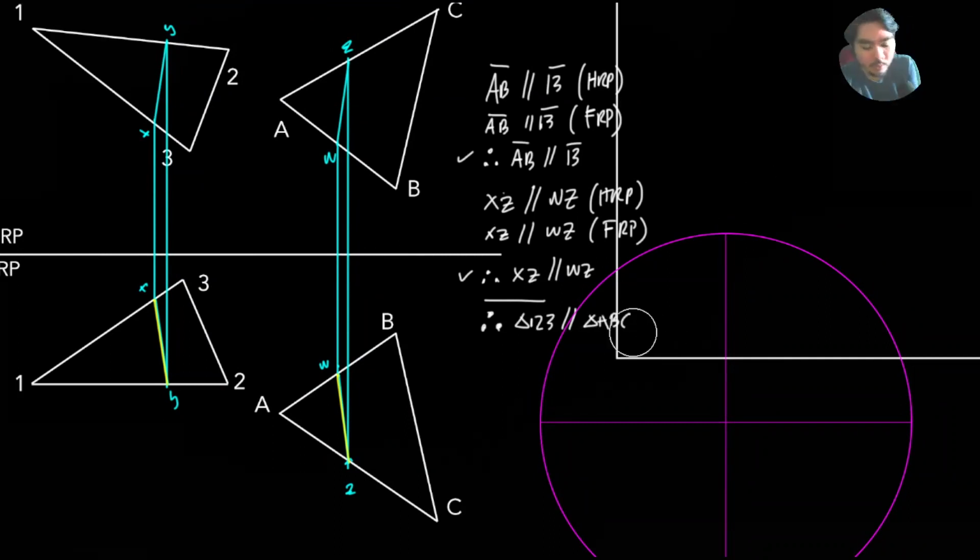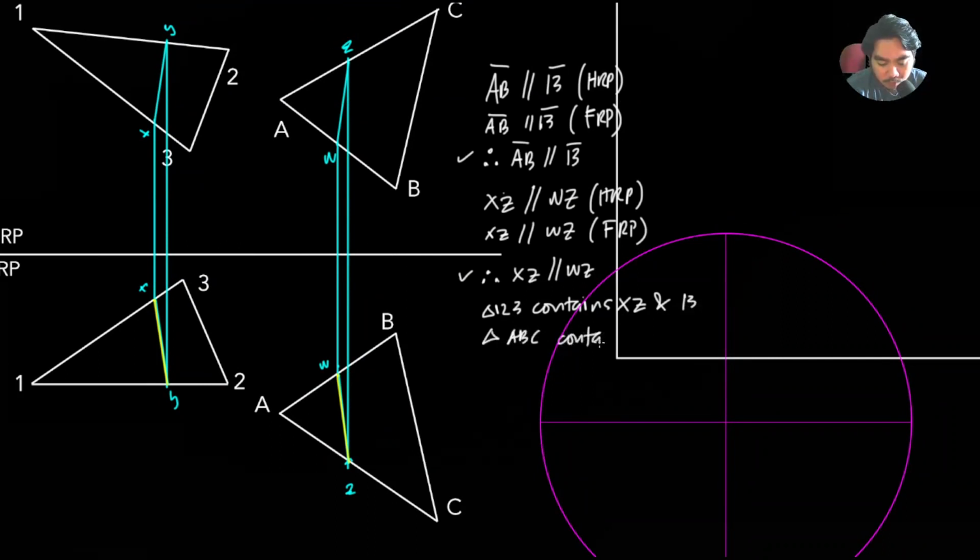ABC. But if you want, you can also extend this, no? Pwede ding sabihin mo na XZ or plane 1, 2, 3 contains XZ, XZ and AB. Pwede to, idagdag nyo lang. Sorry, XZ and 1, 3. Tapos plane ABC contains WZ and ano yung pinaprove, AB. So therefore, triangle ABC is parallel to triangle 1, 2, 3.